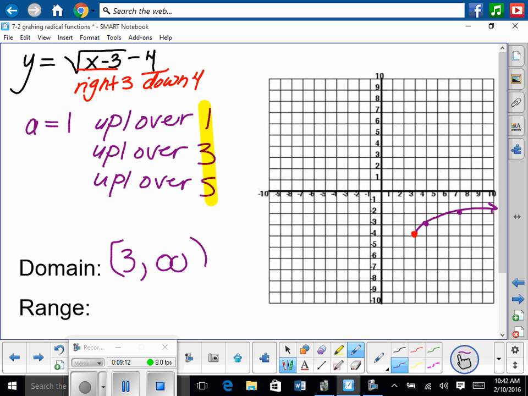Range is y value. Shift your eyes. How far up and down? Boom. Negative 4, and it's growing to positive infinity. So pretty simple, right, guys?